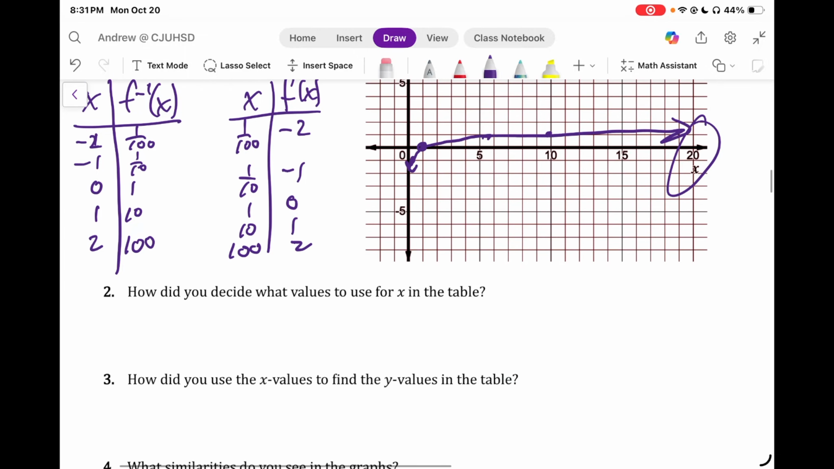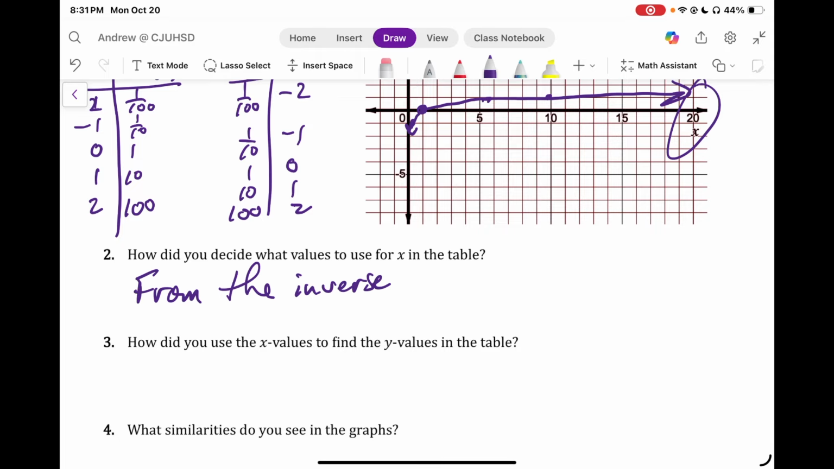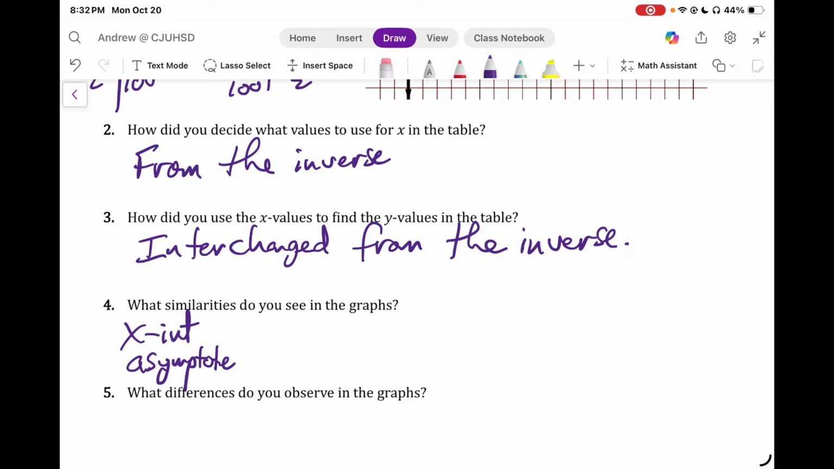How did you decide what values to use for x in the table? From the inverse, how did you use the x values to find the y values in the table? I interchanged from the inverse. What similarities do you see in the graph? Same x-intercept, same asymptote, and the same general shape.